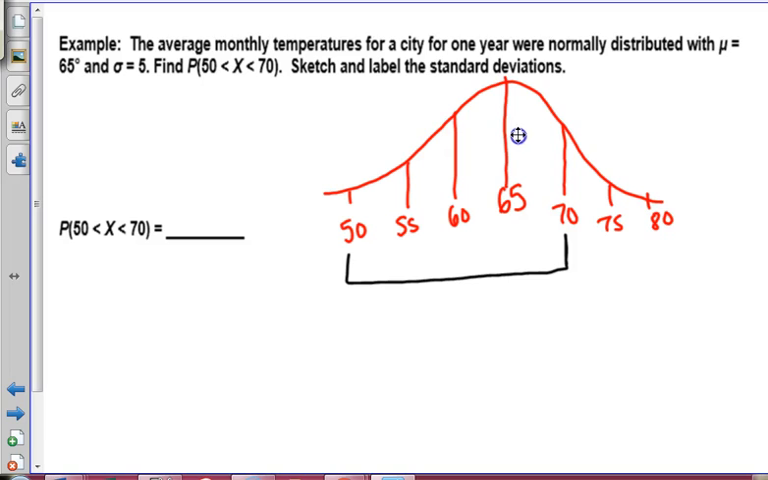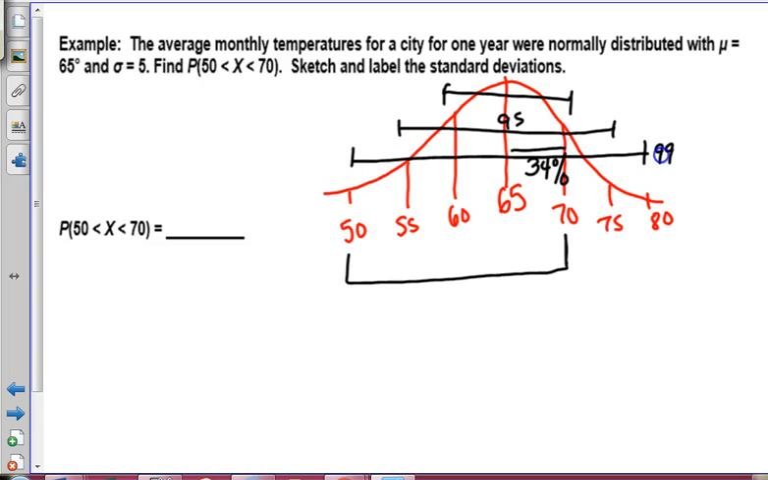Okay, if we go out, you could use your reference sheet, but from memory, this is 34%, okay? And all of this is 68, to here is 95, and out to here is 99.7. So any ideas? How are we going to find from here to here, guys? What do you want to subtract?